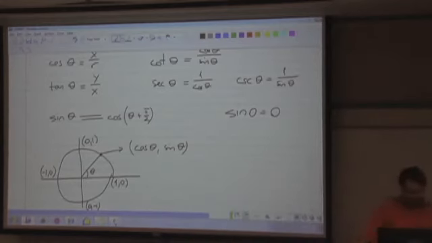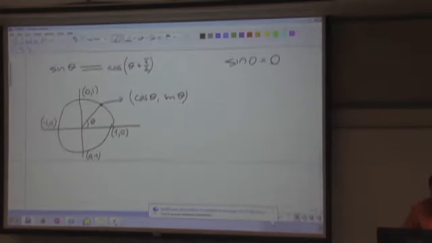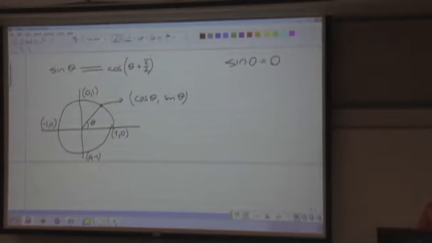Okay, so we have to remember, in general, they're so common that we usually have to remember 5 angles. 0, pi over 6, pi over 4, pi over 3, and pi over 2.